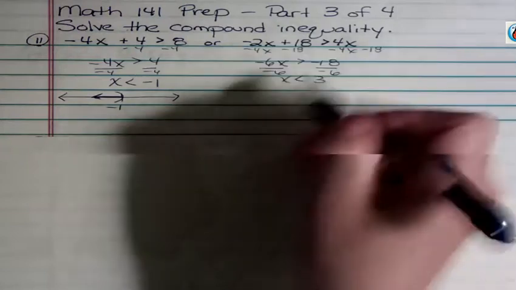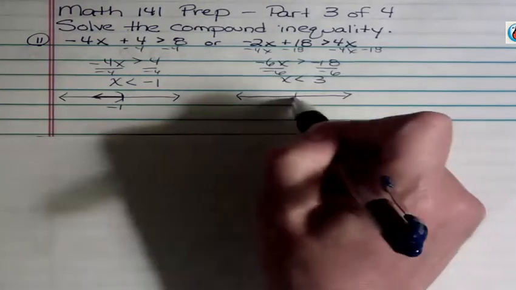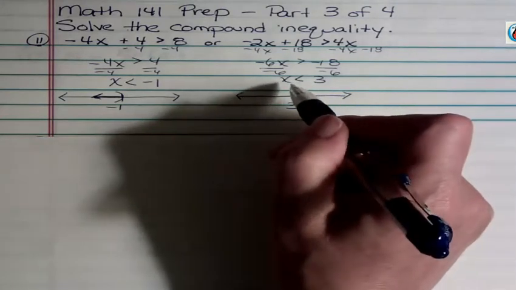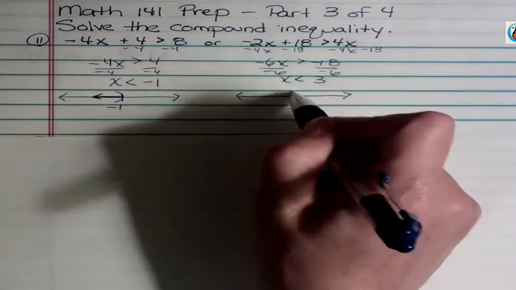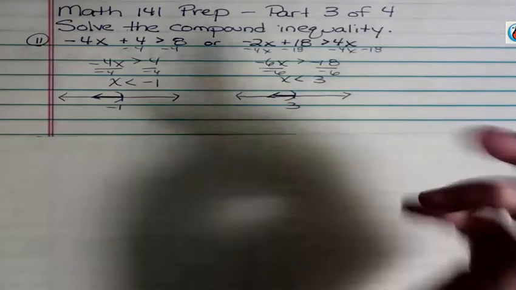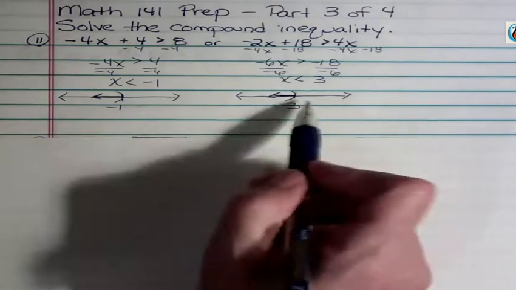Now, what does that look like? Well, I have 3, and it's, again, no equal to part. So I have a rounded or a parentheses going to the left. What I want to do for my final answer is graph these two parts onto one graph.